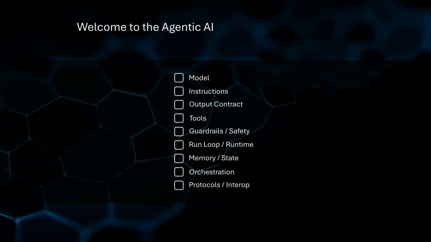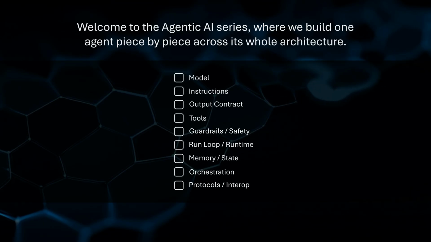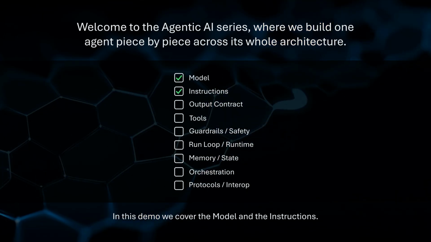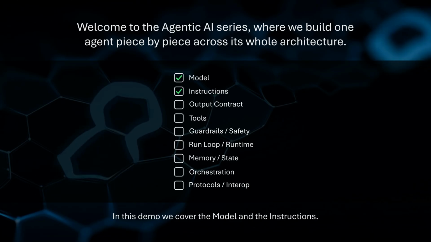Welcome to the Agentic AI series, where we build one agent piece by piece across its whole architecture. In this demo, we cover the model and the instructions. Every agent starts with two pieces, and this first demo is where we put them on the table.